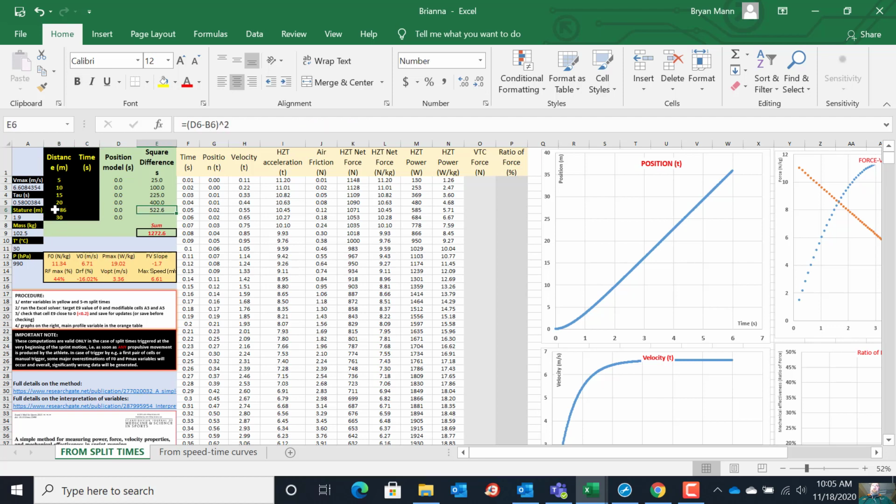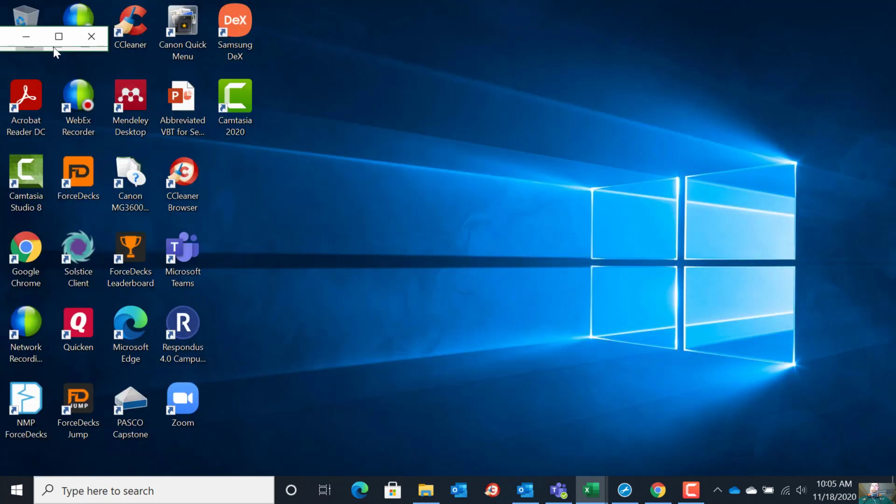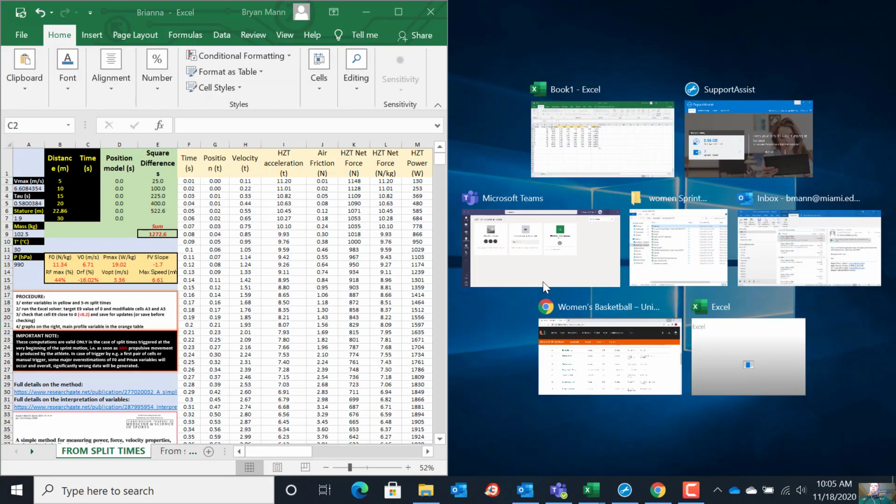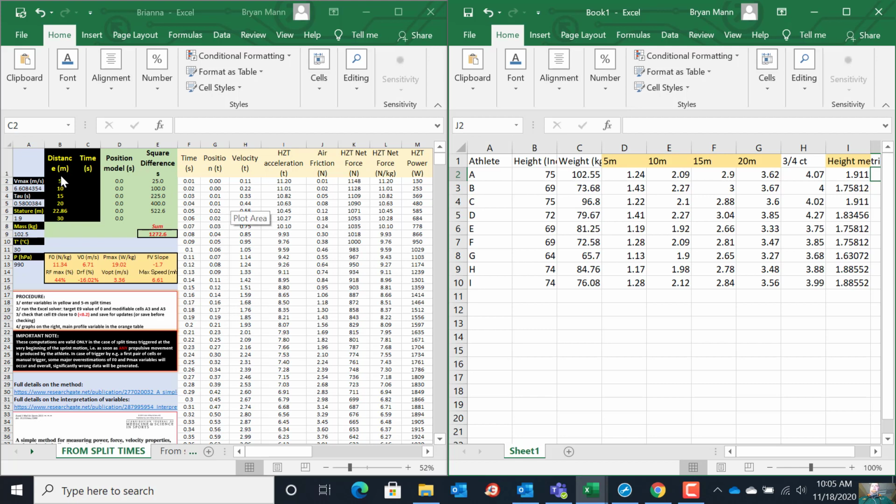And since it's looking at the differences from D6 to B6 and the squared difference, that's why you can see that over here. Now it's time to go in and throw in our times. I'm just going to click and drag it over, click and drag it over, and I see that my first one is 1.24. My second time is 2.09. Third time is 2.9. 20 meter is 3.62. Three-quarter court time is 4.07.